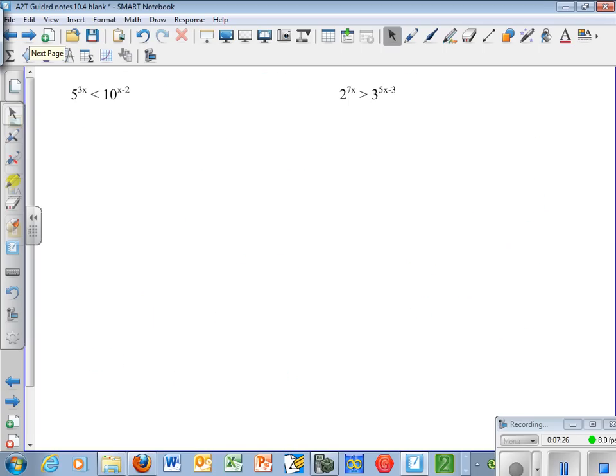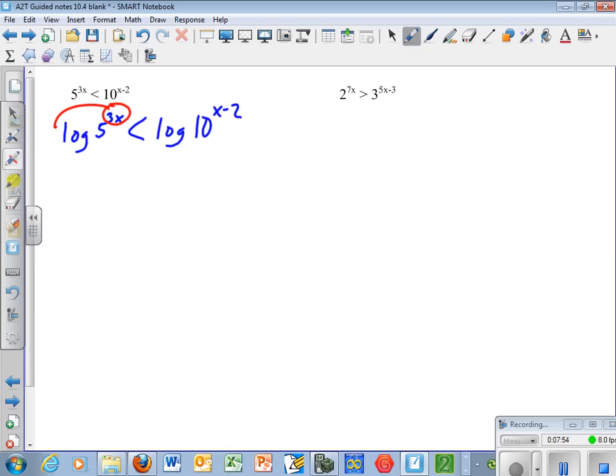All right. These rules also apply to inequalities. I can't write 10 as a base of 5. So I can't get these in the same base. So that means you've got to take the common log of both sides. So I'm going to do the log of 5 to the 3x is less than the log of 10 to the x minus 2. So just like with equations, you take the common log of both sides because we can't write them in the same base.